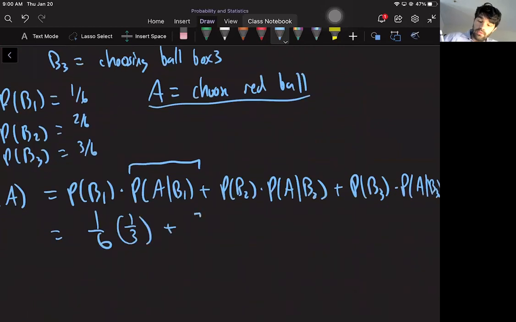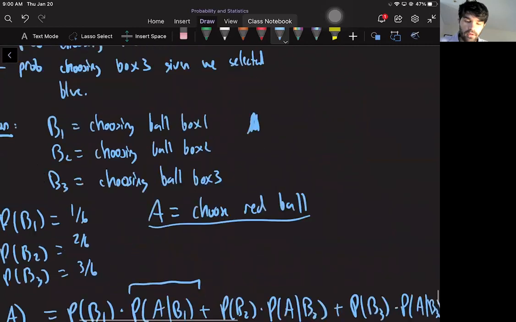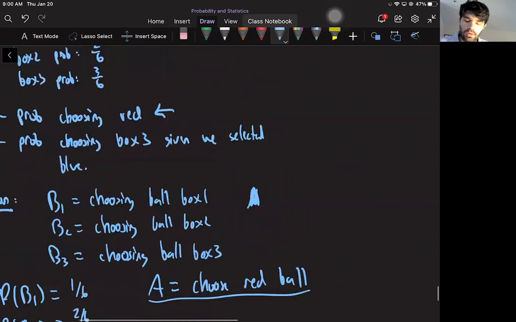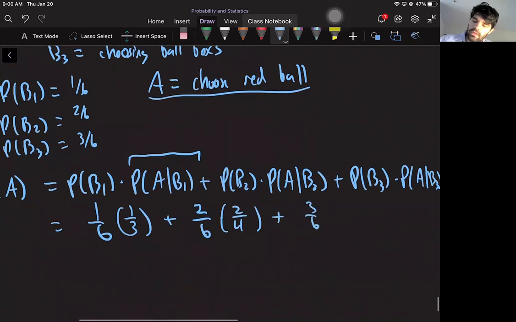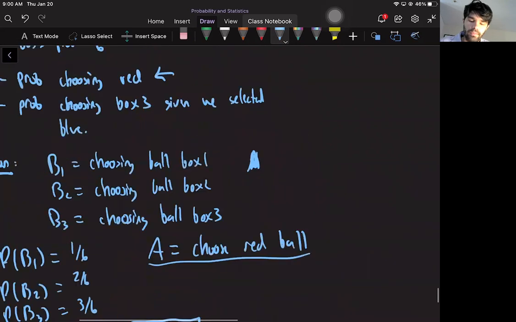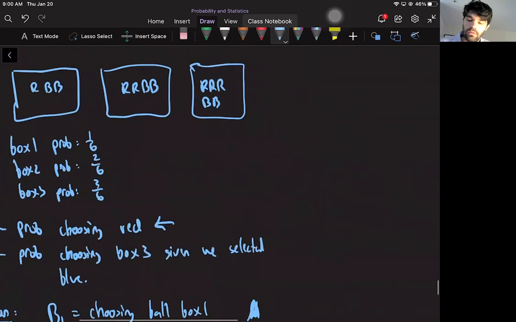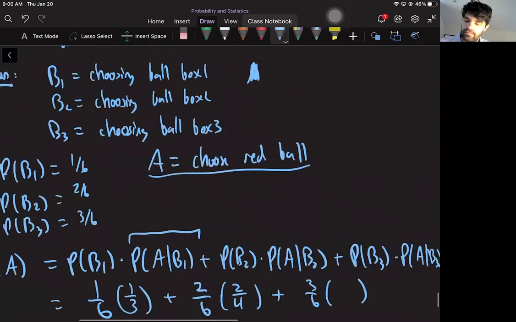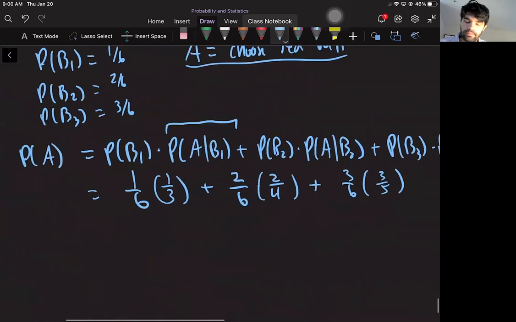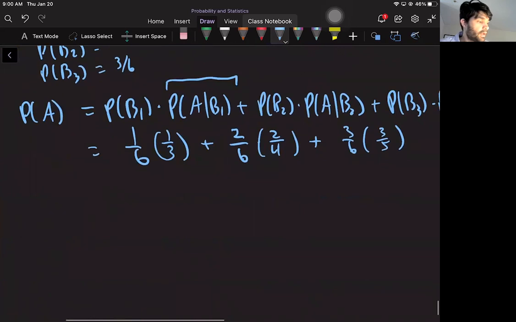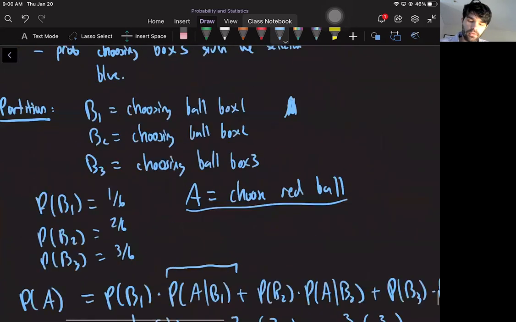Probability of B2 is 2/6. All right, how many red balls are there in bucket 2? 2 out of 4. So that's the probability of picking a red one given that you're already in bucket 2. And then lastly, 3/6 times, this was 3 out of 5. Okay, so that's that. And so that's the first question.